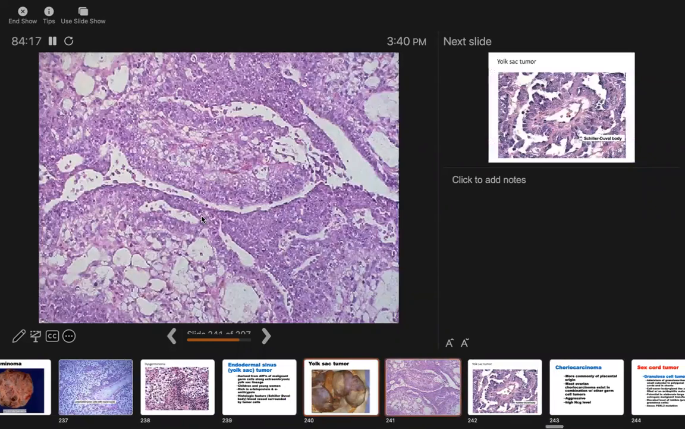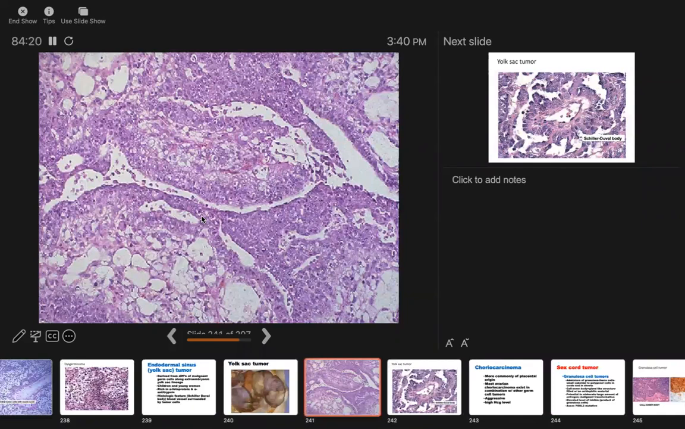Choriocarcinomas, on the other hand, are malignant germ cells, which most commonly is of placenta origin. This is an example, again, of a germ cell neoplasm. Often, most ovarian choriocarcinoma exists in combination with other germ cell tumor. Now, the other germ cell tumor would be your polyembryoma and mixed germ cell.